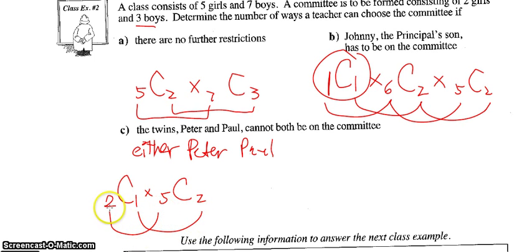So total 7 boys, you choose 3. 2 is Peter and Paul, you choose one of them. And then remaining 5, you choose 2 of them. And then for the girls, 5 girls, you choose 2. Okay. If that's the question, then that's it.